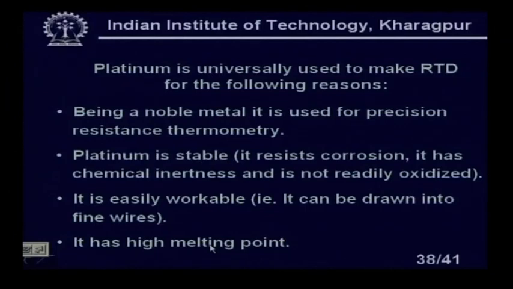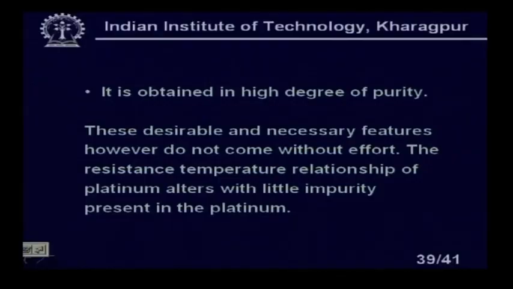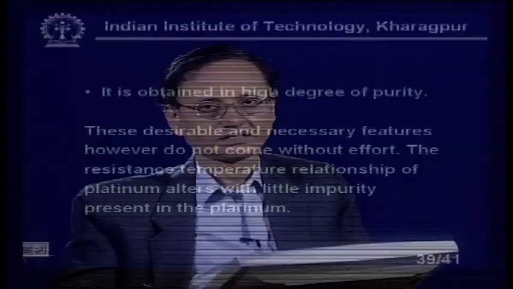It has a high melting point, which is quite high. It is obtained in a high degree of purity. This is another advantage of platinum. Impure platinum is hardly found, so you will always get pure platinum, because if impurity comes in, the inertness and stability will go away. If it is available in pure form, it will retain all its original properties, which is quite obvious. Now, these desirable and necessary features, however, do not come without effort. The resistance-temperature relationship of platinum alters with a little impurity present in the platinum. This is another disadvantage: if a little impurity is there, everything will be altered.